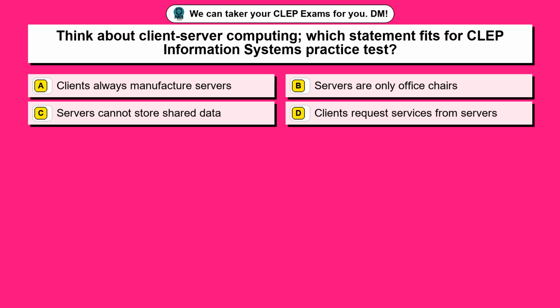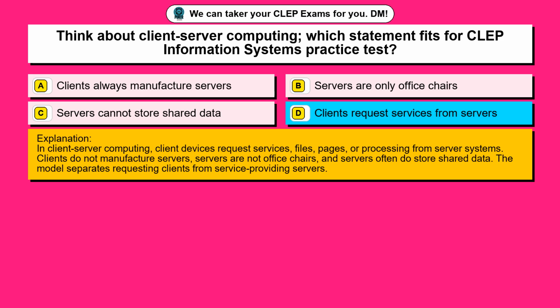Question 58. Think about client-server computing. Which statement fits for CLEP Information Systems practice test? Option A. Clients always manufacture servers. Option B. Servers are only office chairs. Option C. Servers cannot store shared data. Option D. Clients request services from servers. The correct answer is option D. Clients request services from servers.